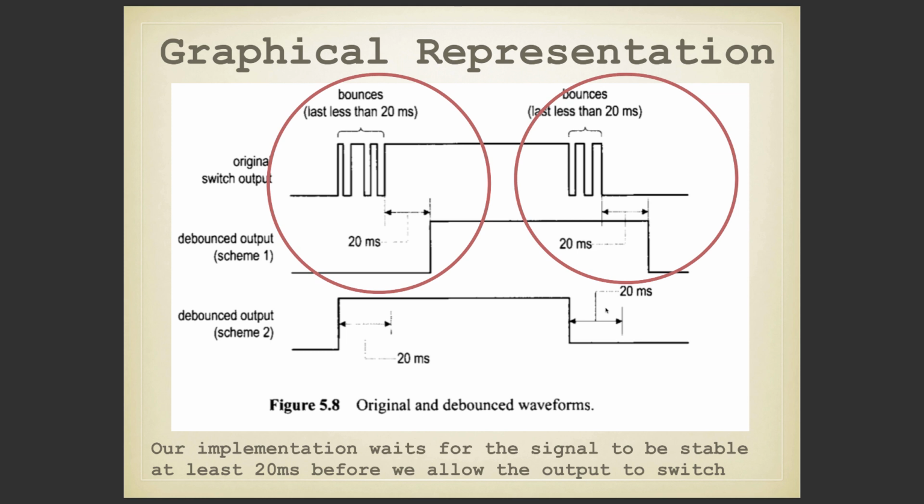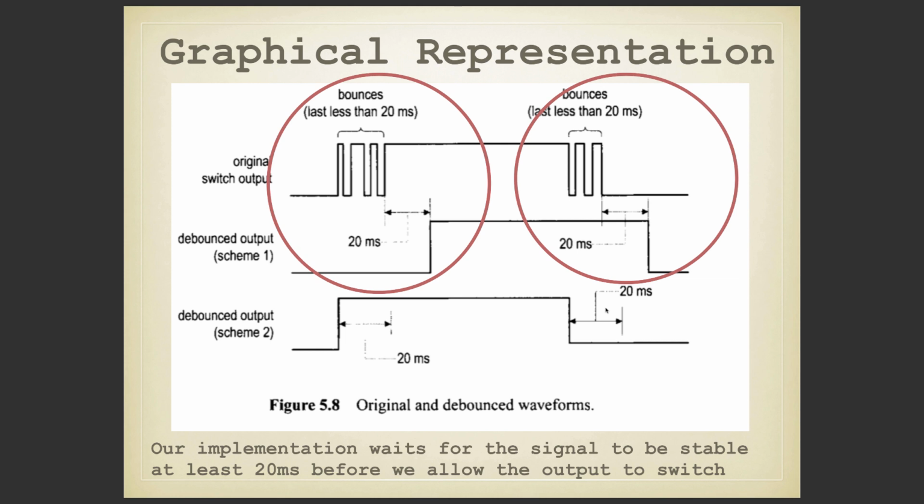So what we're implementing, which is seen in the two red circles, is a circuit that will behave such that the input to the state machine must remain stable for at least 20 milliseconds in order for the output to switch, whether we're transitioning to a 1 or to a 0.